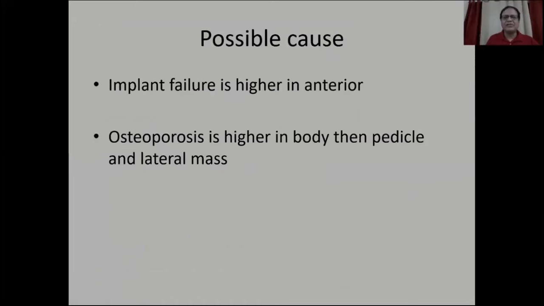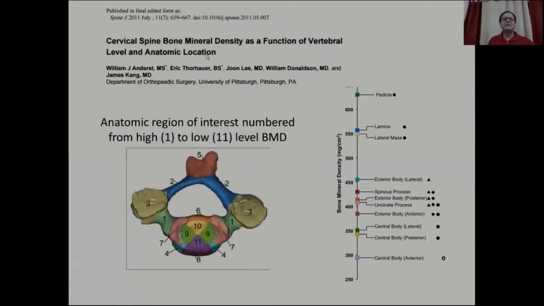But what are the causes of implant failure in the anterior approach? The primary cause is that osteoporosis is higher in the anterior part, the bodies of the cervical spine, than in the pedicle and lateral mass. This paper was published in 2011, when they analyzed the density.